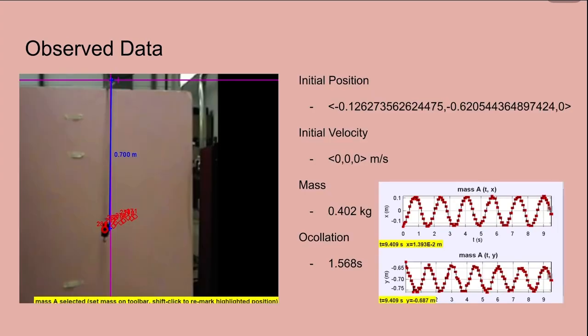As you can see below, the equations for kinetic, universal spring, and universal gravity. In this observed data, I found my initial position was at negative 0.1 in the x direction, and in the y direction it was at negative 0.6. My initial velocity is 0 because it starts at rest, the mass of the object was 0.402, and it oscillated every 1.5 seconds.